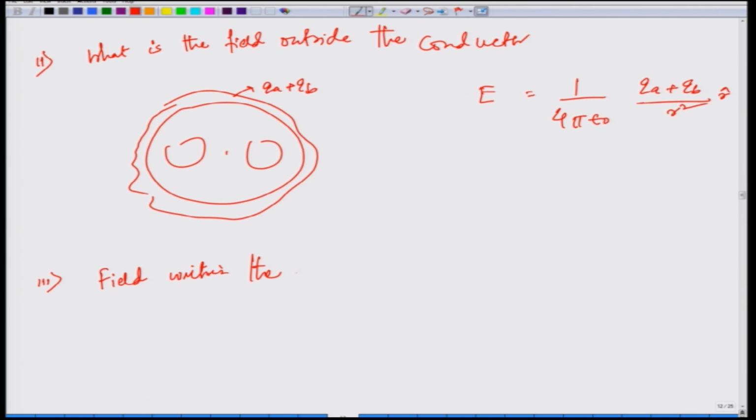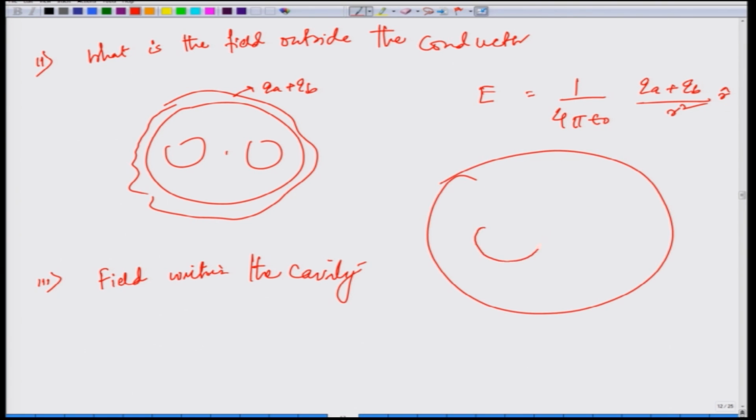Again, this is the sphere, this is my cavity, let us say the charge is here. If I am interested in finding the field here, at some R, then for that spherical surface we know that the field will be nothing but 1 by 4 pi epsilon naught QA by RA square.